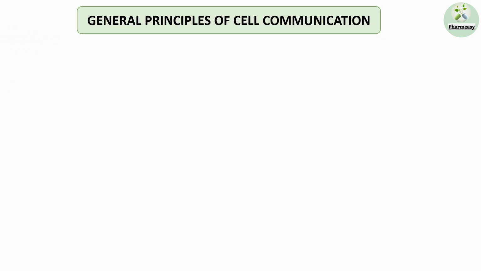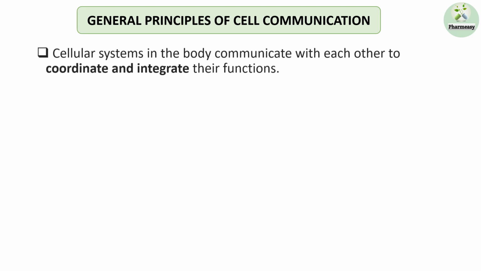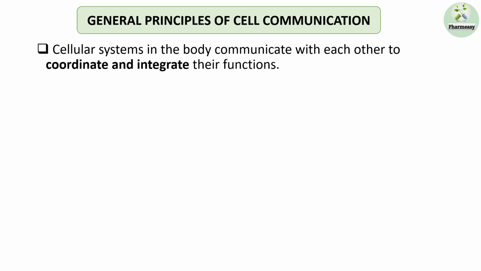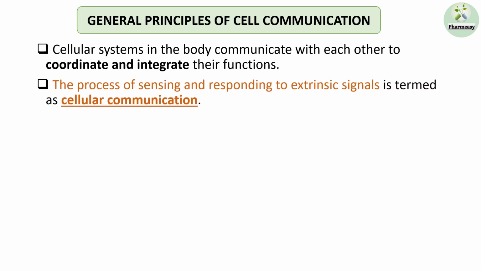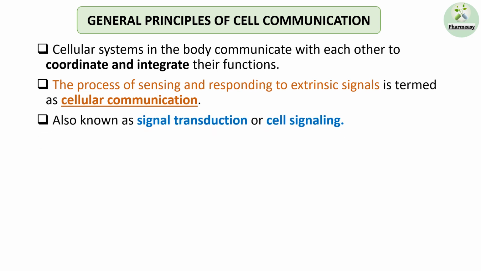Our first topic is general principles of cell communication, which involve a sequence of processes by which a cell detects and responds to the signals in its surroundings or within itself. Cellular systems in the body communicate with each other to coordinate and integrate their functions. The process of sensing and responding to extrinsic signals is termed cellular communication, and it is also known as signal transduction or cell signaling.